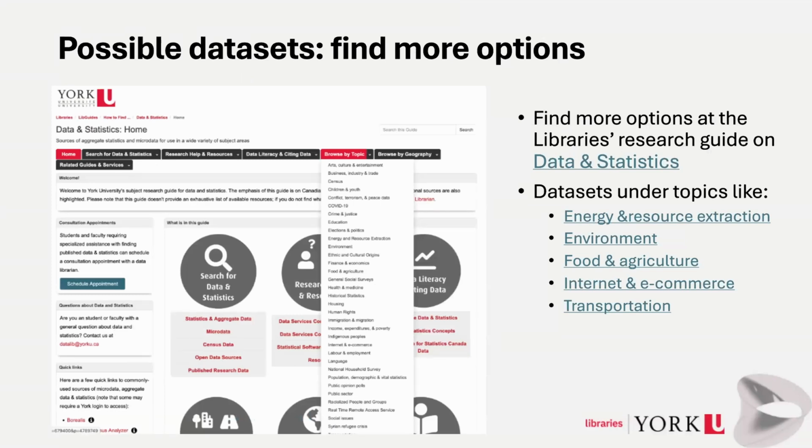If one doesn't want to create their own data set or use the ones that we suggest, they're also more than welcome to find their own options. We have a data and statistics libraries research guide that we use in many different use cases and encourage students to look at oftentimes, but I pulled out a few data sets that related to different topics that were particularly relevant to the challenge themes. So things like energy and resource extraction, environment, food and agriculture, all of those would fit well within it. And we link to data sets that are both at the Canadian level and at the international level in this guide here.